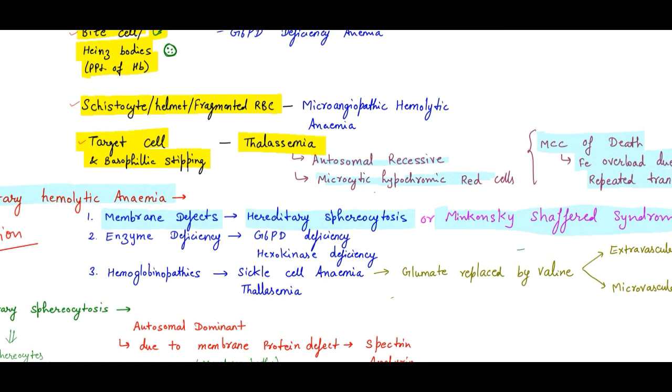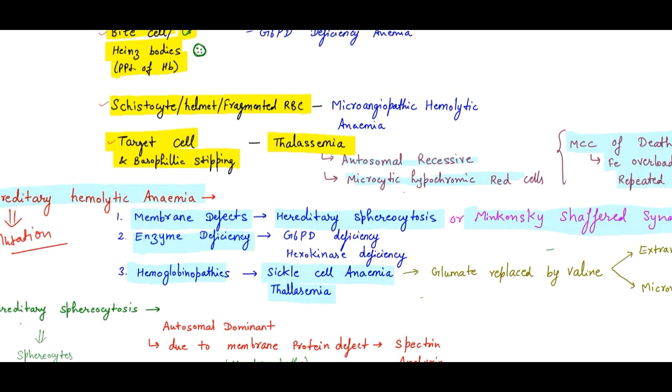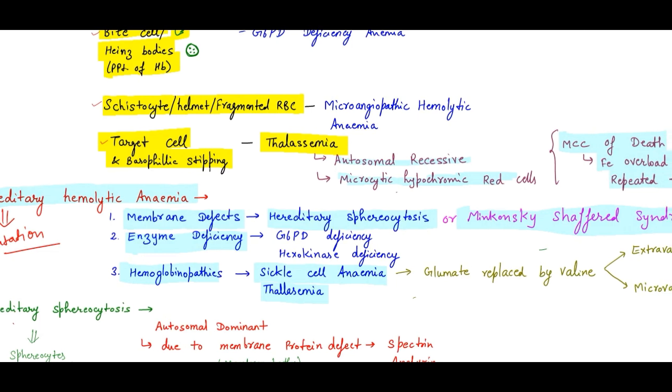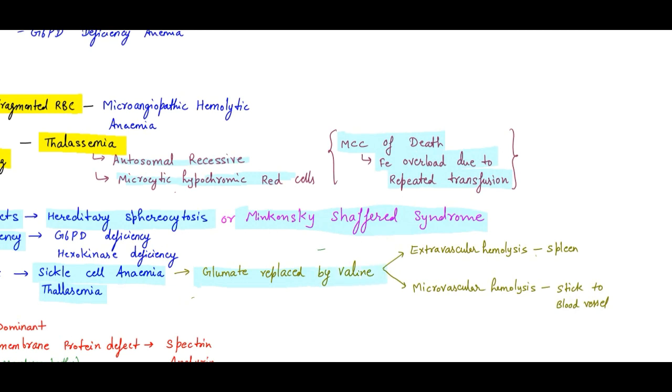Now, which enzyme deficiency can lead to hereditary hemolytic anemia? The second is due to enzyme deficiency, that is G6PD deficiency or hexokinase deficiency. Then the third one is hemoglobinopathies, a problem in the hemoglobin, which includes sickle cell anemia and thalassemia. So there are three types of hereditary hemolytic anemia: due to membrane defect, due to enzyme deficiency, and due to a hemoglobin problem. Then what happens in sickle cell anemia? Glutamate is replaced by valine. We already studied it.